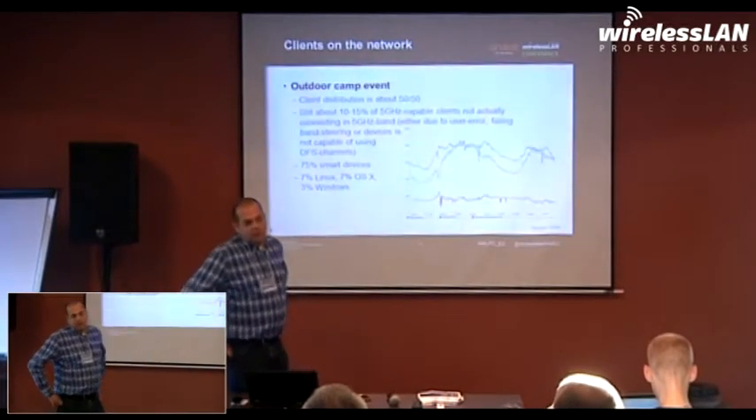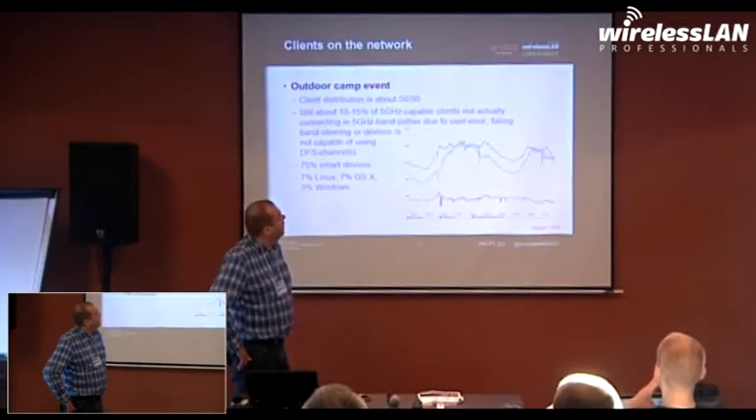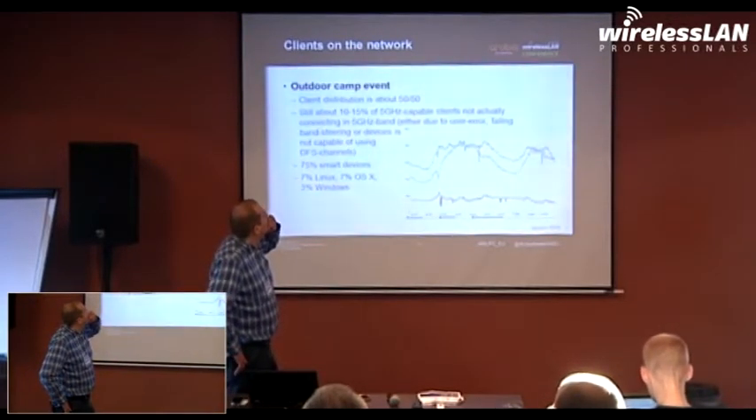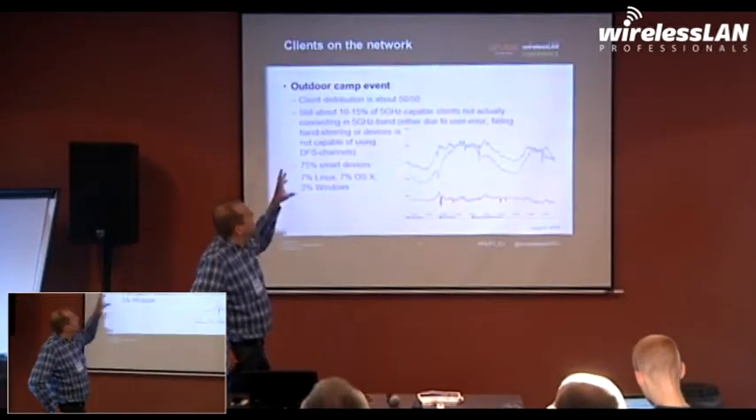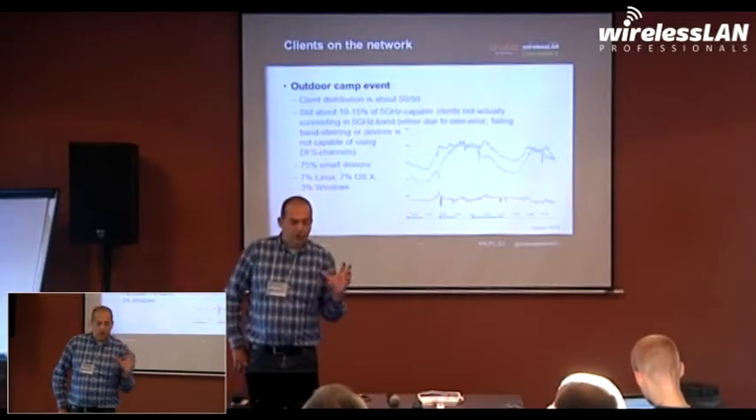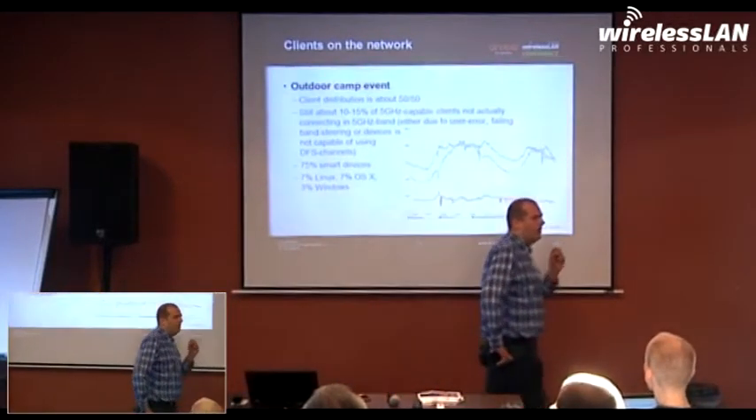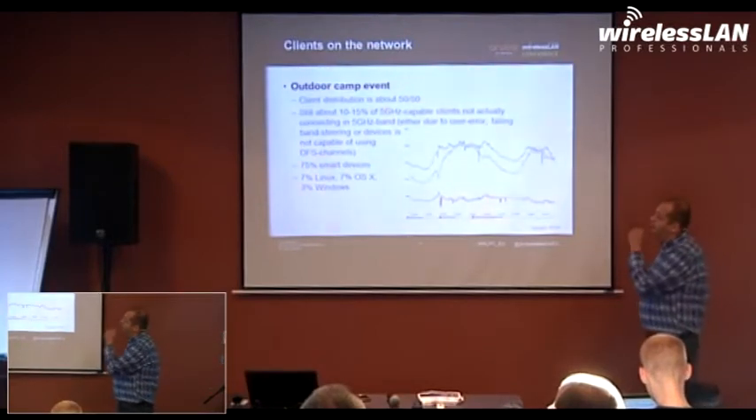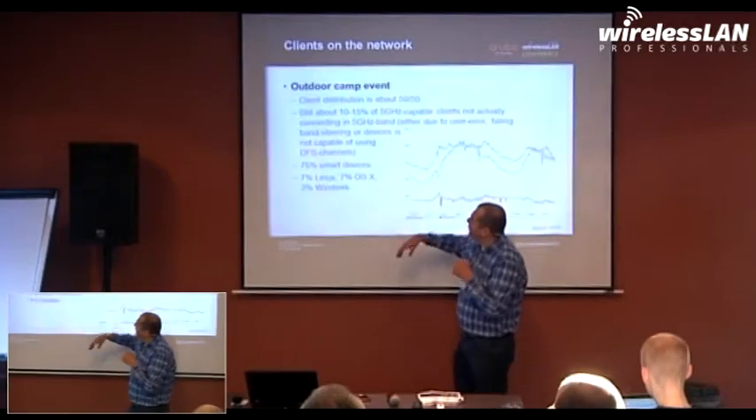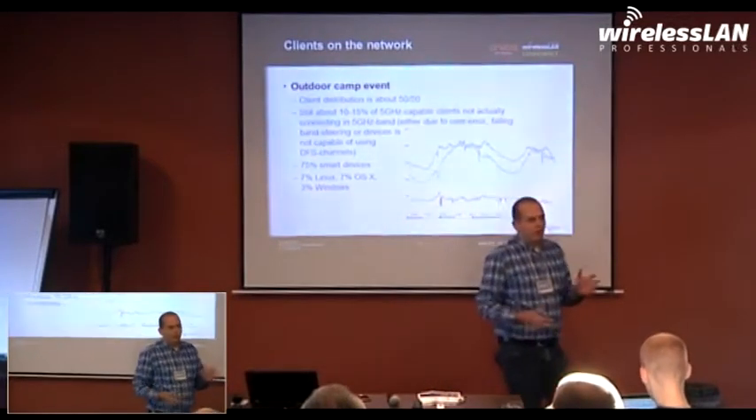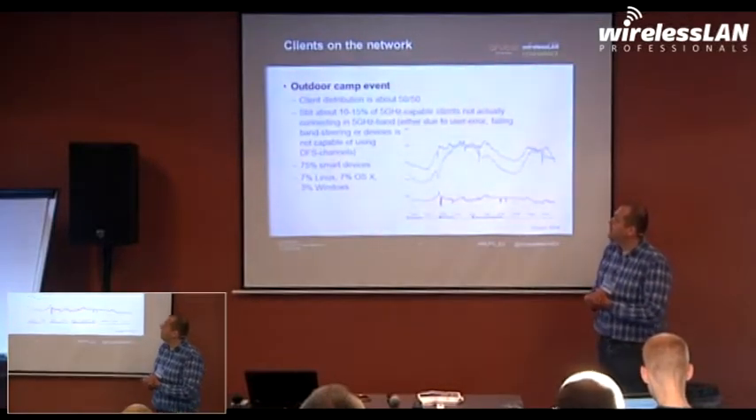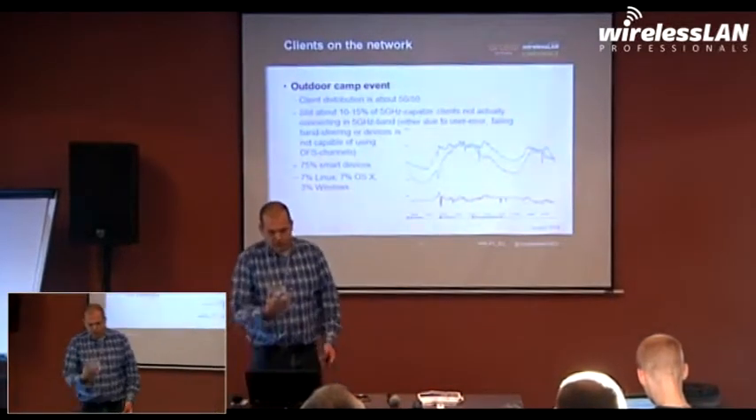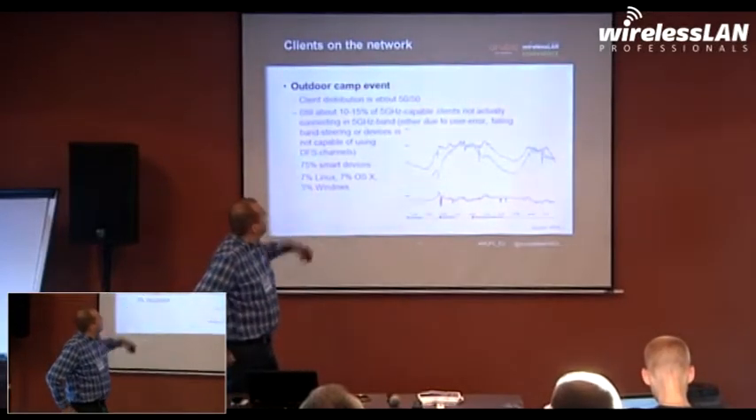These are some metrics about an outdoor camp event that was done in August in the UK. And there we see around a 50-50 distribution. We also see that 10 to 15% of the clients that are capable of doing 5 gigahertz still connect to the 2.4 gigahertz network. Here we also see 75% are smart devices and only 3% are Windows devices. So it's not a typical network, but for the type of event this was, it was expected that there were fewer Windows and more Linux devices.